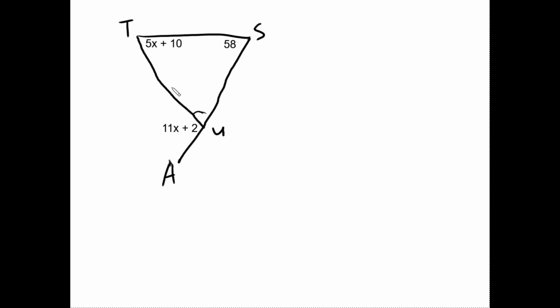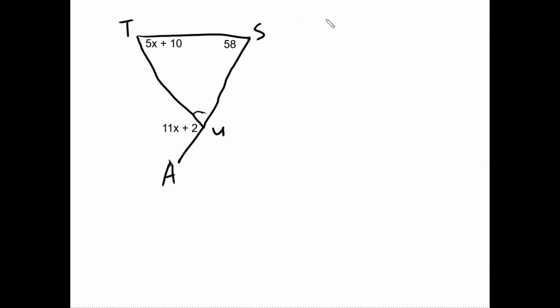Today we are going to be solving for angles in a triangle using the exterior angle theorem. Exterior angles are any angles that are outside of the triangle, such as 11x plus 2, and 5x plus 10 and 58 are interior angles.